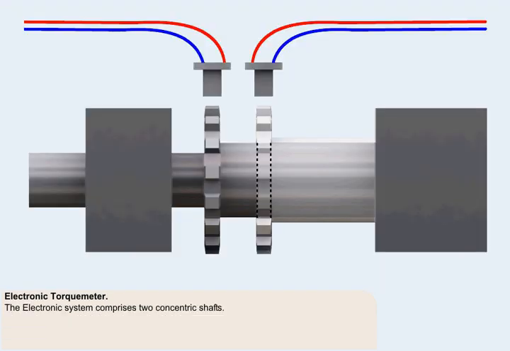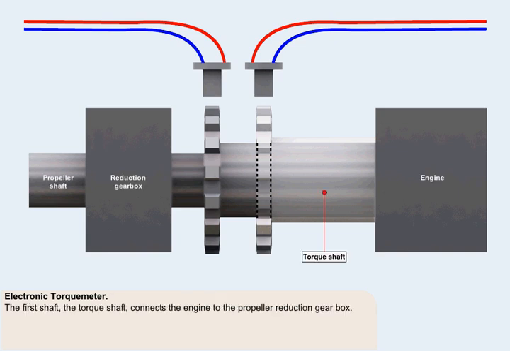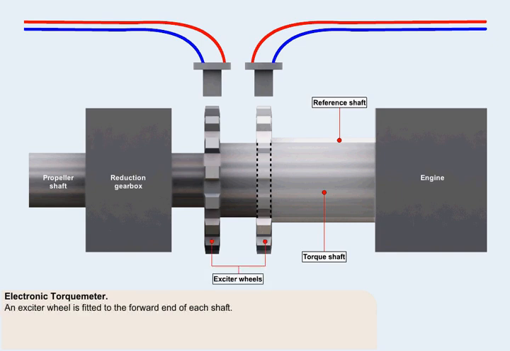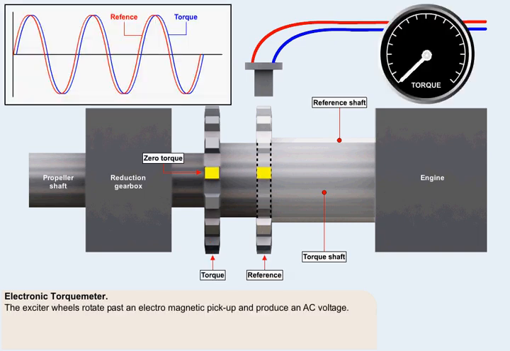The electronic system comprises two concentric shafts. The first shaft, which is called the torque shaft, connects the engine to the propeller reduction gearbox. The second shaft, the reference shaft, is connected only to the engine. An exciter wheel is fitted to the forward end of each shaft. The exciter wheels rotate past an electromagnetic pickup and produce an AC voltage.